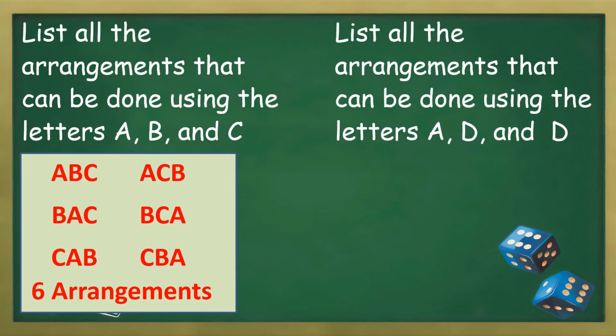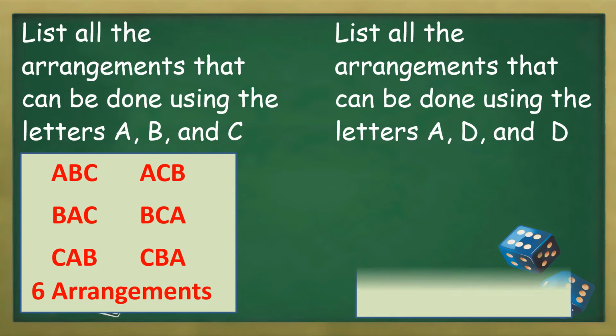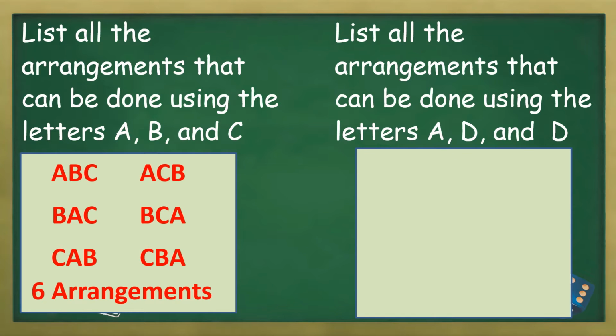Now let's try this one. List all the arrangements that can be done using the letters A, D, and D. Notice that this example is different from the previous one since the given letters here have identical letters. But if we list all the arrangements using these letters, we list them in the same manner that we did in the previous example. So the first arrangement will be ADD.